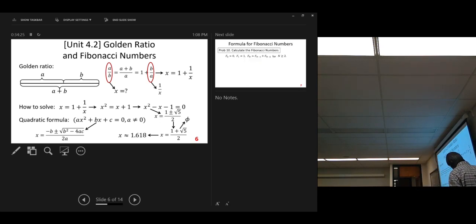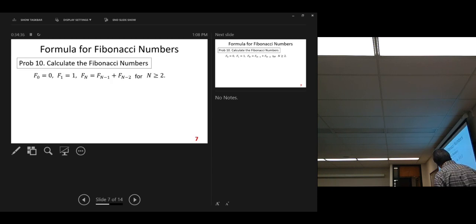Here we use the Greek letter phi to represent this golden ratio, because it's too long. We want a shorter notation for it. Phi, like pi, right? You don't want to write 3.14 all the time. You just use pi. So here it's phi.